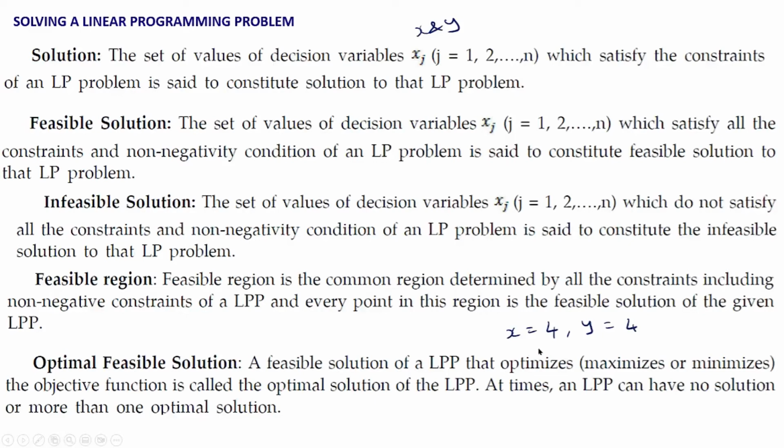Now this x equal to 4 and y equal to 4 maximizes the objective function Z. So we get the maximum profit of Z equal to 40. This Z equal to 40 is not the optimal feasible solution. This is the optimal value of Z. The optimal feasible solution is the value which we get for the decision variables x and y that optimizes the objective function. Sometimes in an LPP we may have either no solution or more than one optimal solution.